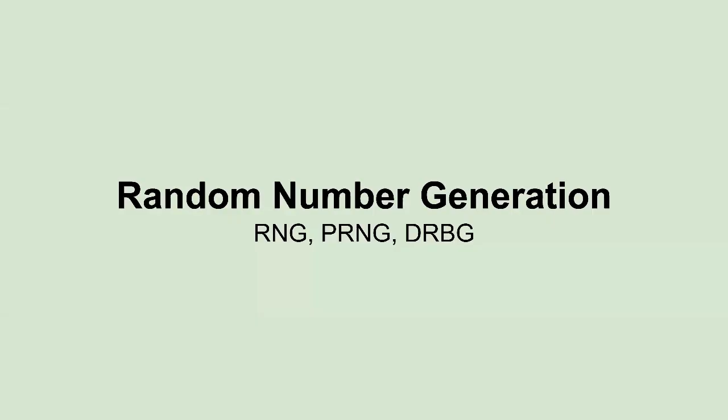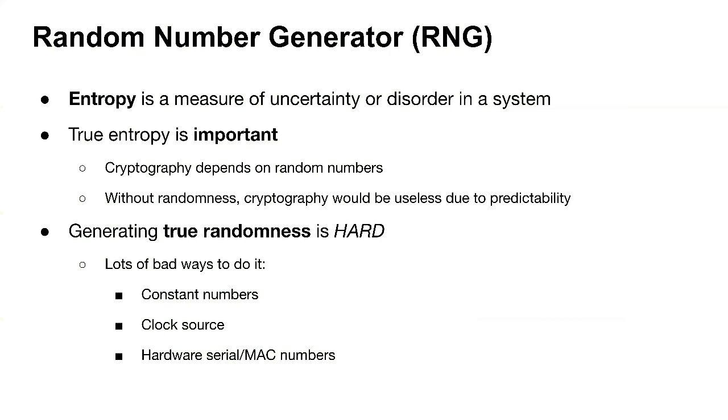Okay, so random number generation, this sits underneath a lot of other algorithms. And so there's some different terminology here that's good to know. First of all, entropy itself is a measure of uncertainty or disorder in a system. Having true entropy is very important, especially to the security of the upper level crypto system that lives on top of it.